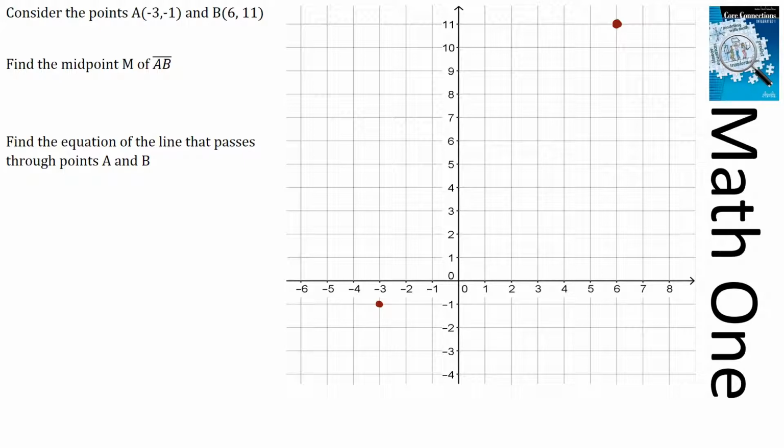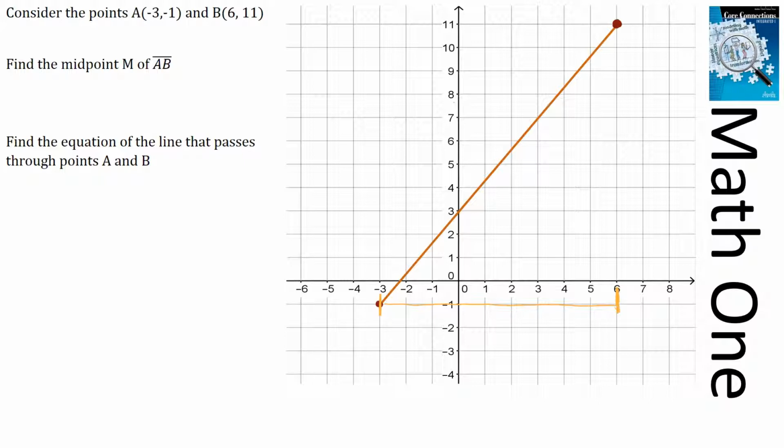And to facilitate the conversation, I'm going to draw the line that connects those two. So I'm looking at this line segment here, AB. The next question says, find the midpoint of AB. Well, to find the midpoint of something, I like to think of it as an averaging process. So if I look at it, my X values are starting at -3, and they're traveling all the way to +6. So what value is in between those is one of our concerns.